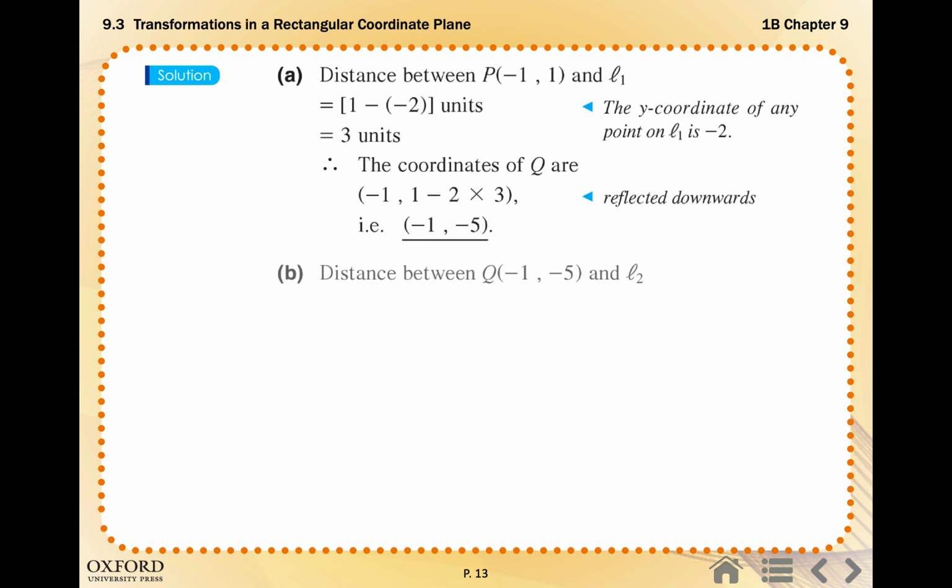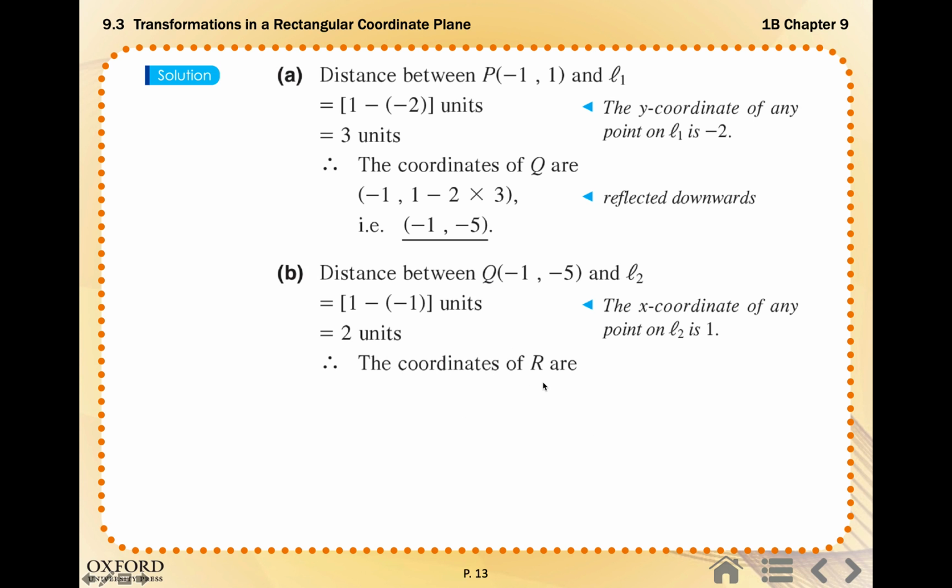I may show you the solution of part B here. You can look at this line here. Distance between the point Q and L2, it should be 1 minus -1, because the X coordinate of any point on L2 is 1. And then you find that the distance is equal to 2, that is the A. And then the coordinates of R, here, the X coordinate should be changed because it is moving to the right hand side, so it should be plus 2 times A. And A here, this is A, and this is A.